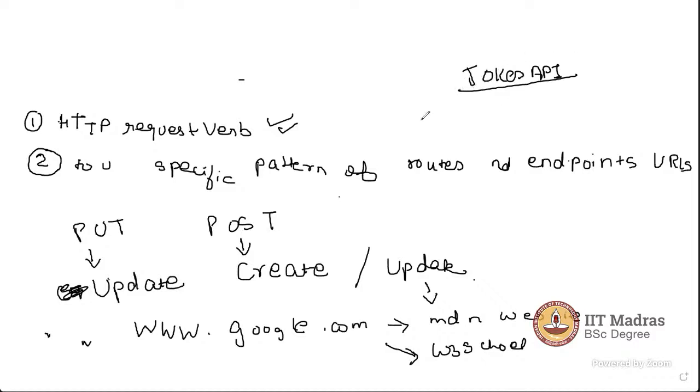Now, let's say we have some endpoint, right? This is a kind of endpoint that applies to all of the jokes. If you type this particular URI endpoint in your browser, you will find all the jokes, all kinds of jokes.